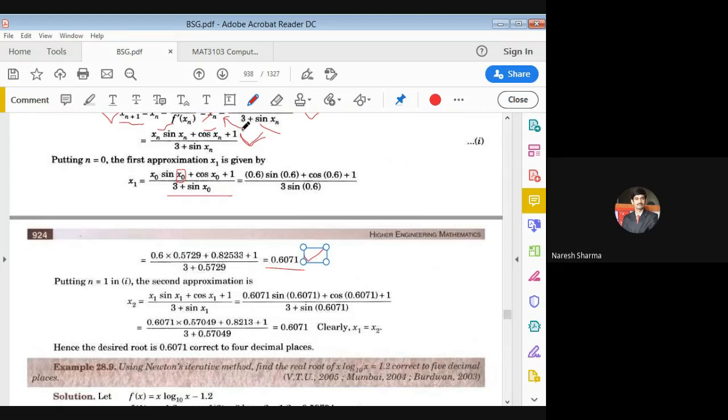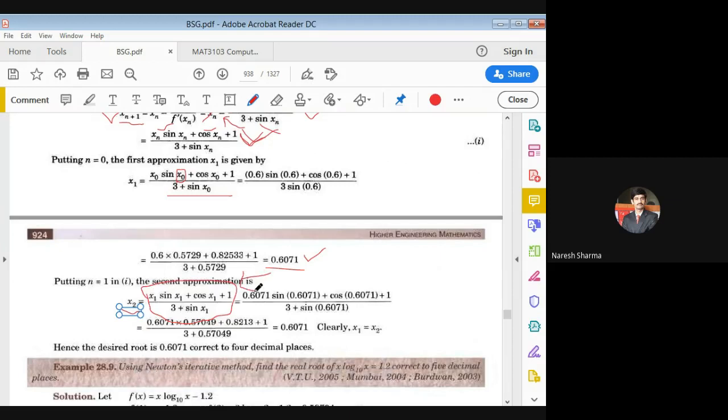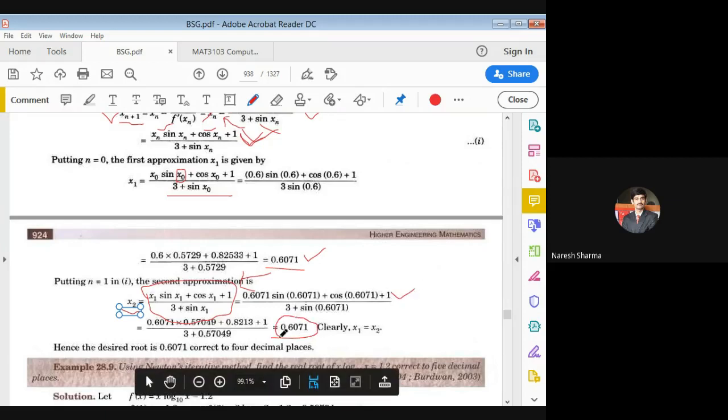So put n equal to 1 in your formula. Once you put n equal to 1, the formula converts into x2, and all the right-side x becomes x1. So put your x1 as 0.6071, and after solving, it gives you again 0.6071 up to 4 decimal places. If you check, both values are equal. So that is your root by the Newton-Raphson formula.